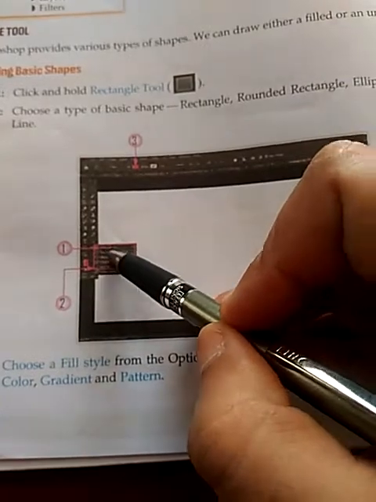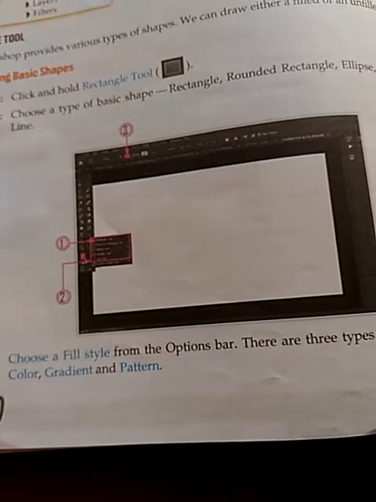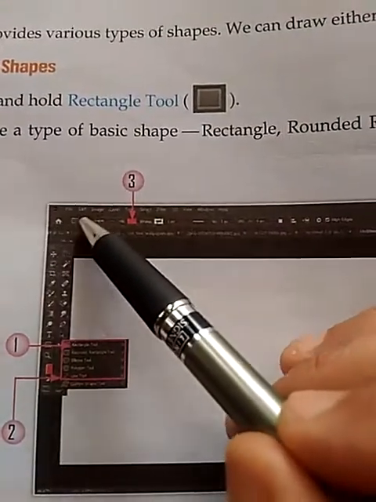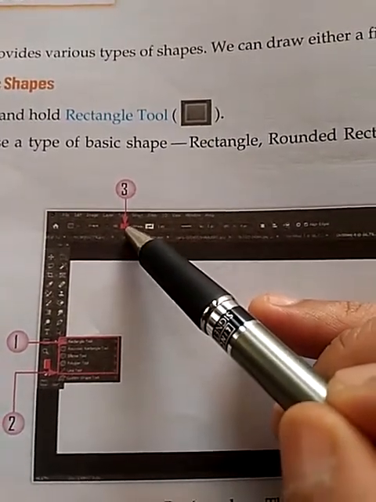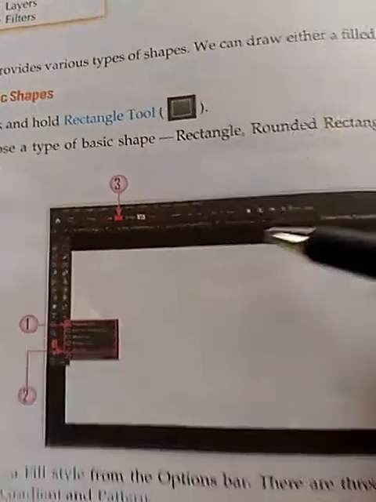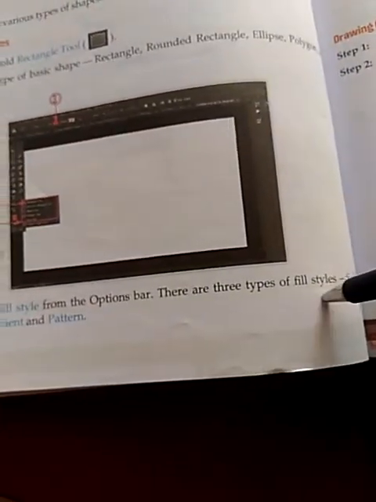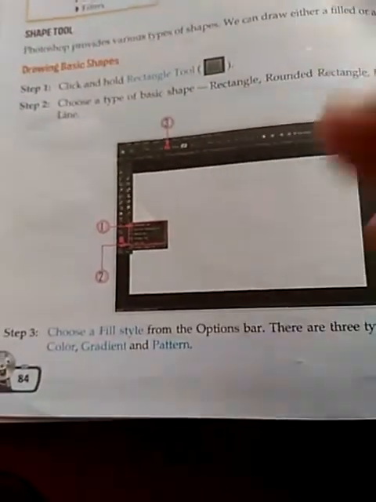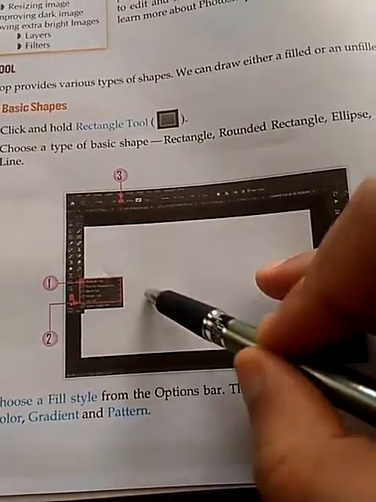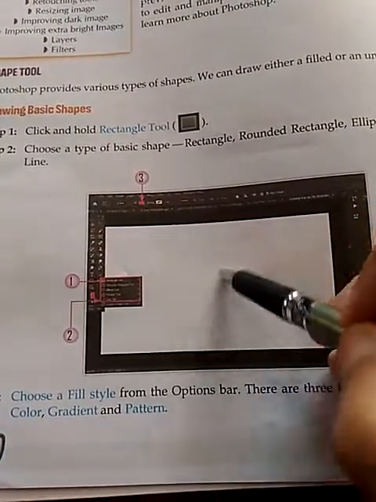After that, you can change the filling option or the style of the object by the option bar. This is the option bar. Here you will find the fill option: solid fill, gradient, texture. You can change the fill style option like color, gradient, pattern from the option bar. After that, simply drag the mouse over here. The object which you have selected will be drawn on this canvas.